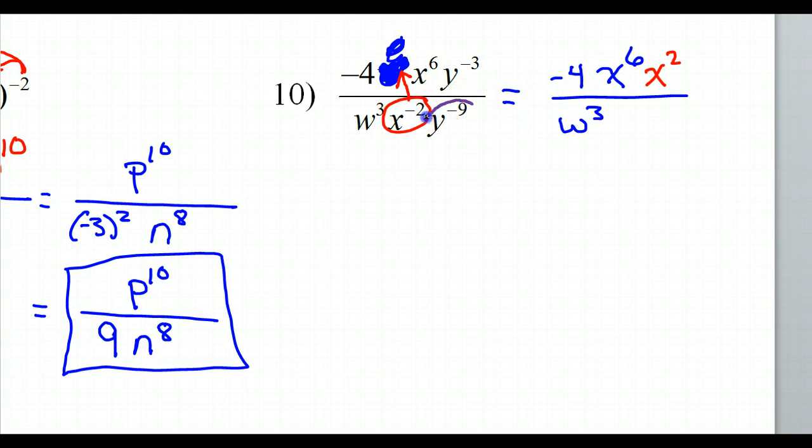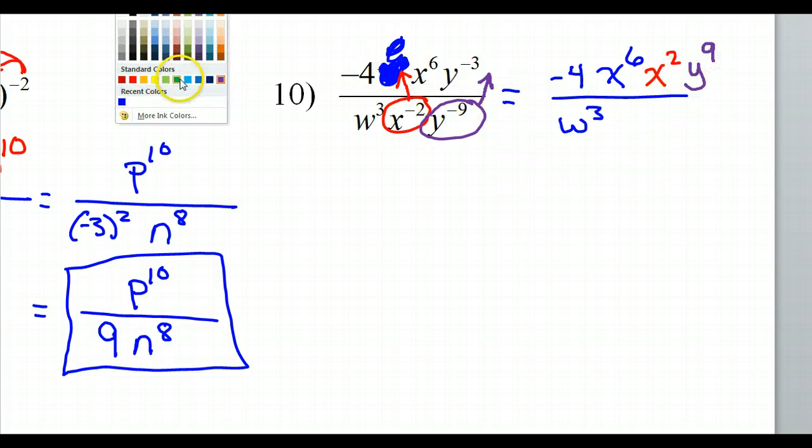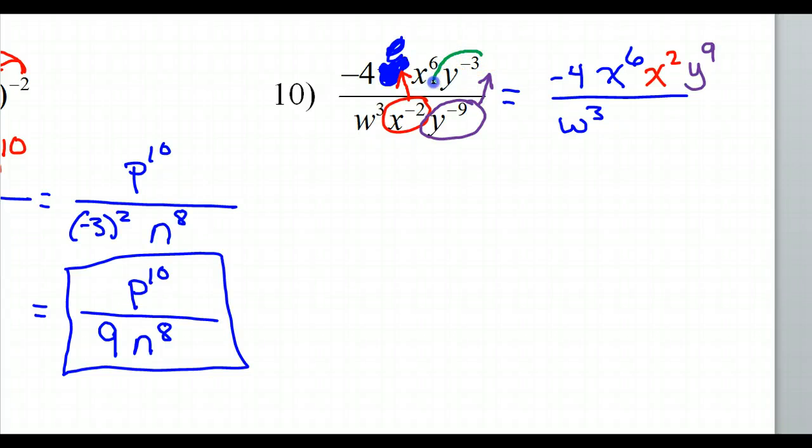The y to the -9 power is going to go up and become y to the +9 power. The y to the -3 power is going to go down and become y to the +3 power. Those are all the motions, but everything in blue here just stayed where it was in the first place. No negative exponents. Again, do not move the 4 because it's negative. It's just exponents that move.